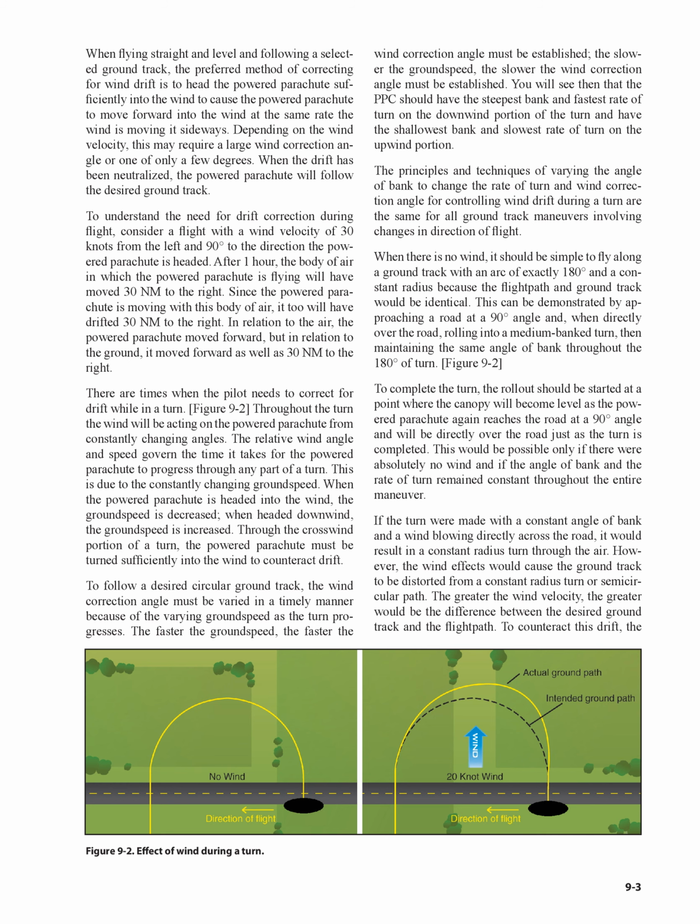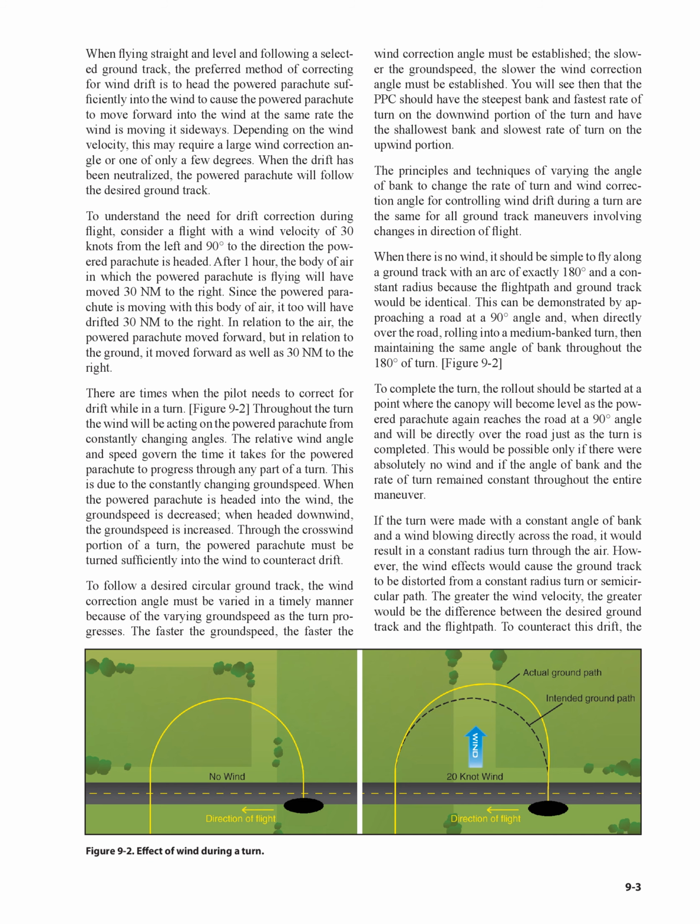This can be demonstrated by approaching a road at a 90 degree angle and, when directly over the road, rolling into a medium bank turn, then maintaining the same angle of bank throughout the 180 degrees of turn. Figure 9.2. To complete the turn, the rollout should be started at a point where the canopy will become level as the powered parachute again reaches the road at a 90 degree angle and will be directly over the road just as the turn is completed.